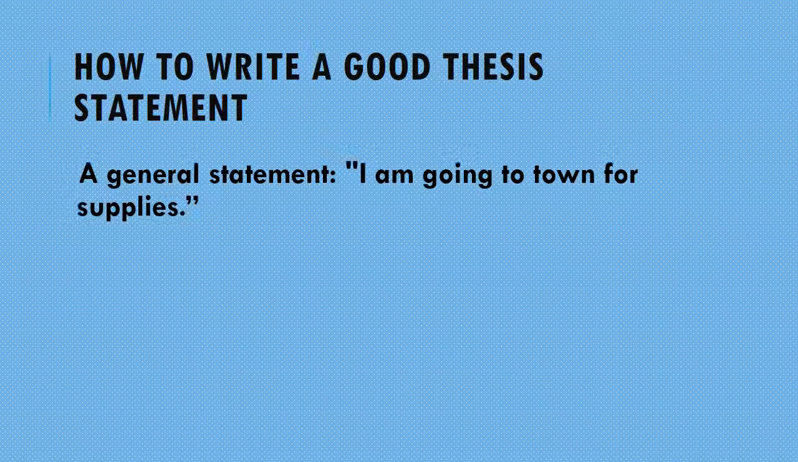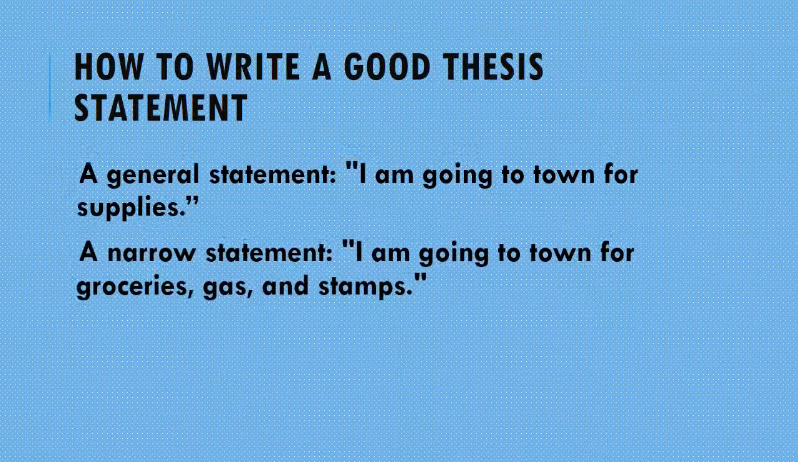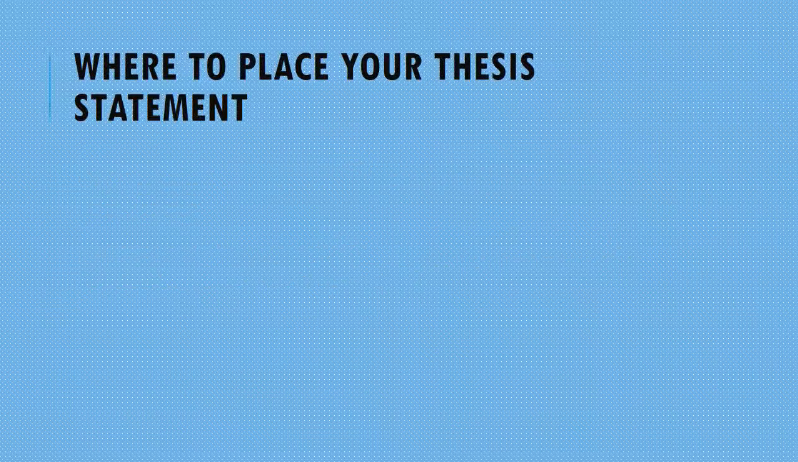For example, if you're going to town to purchase a few things, you might say, I'm going to town for supplies. With that statement, you're giving your plan, but you aren't being specific about what you intend to do in town. However, a specific statement would be, I'm going to town for groceries, gas, and stamps. With this statement, you're saying exactly why you're going to town. Thus, in your thesis statement, you want the reader to understand exactly what you intend.